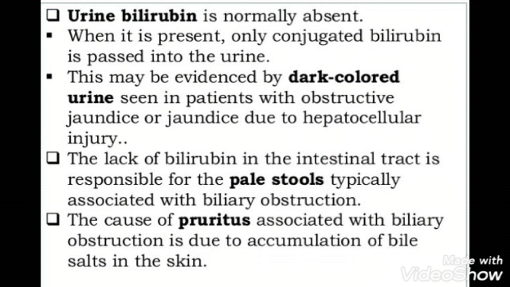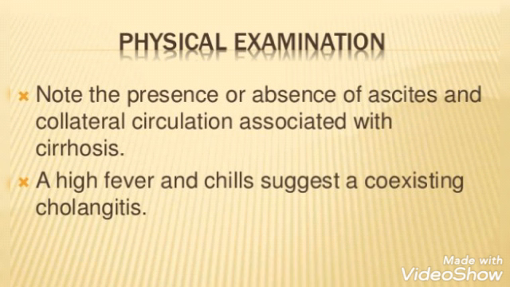Urine bilirubin is normally absent. When it is present, only conjugated bilirubin is passed into the urine. That's why there is dark-colored urine seen in patients with obstructive jaundice or jaundice due to hepatocellular injury. Lack of bilirubin in the intestinal tract is responsible for the pale stools, typically associated with biliary obstruction. The cause of pruritus associated with biliary obstruction is the accumulation of bile salts in the skin.